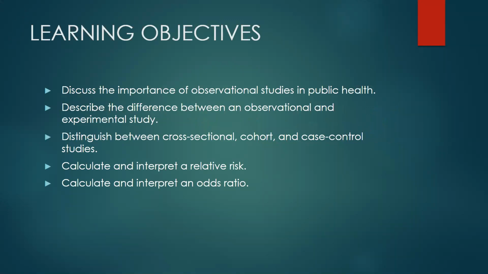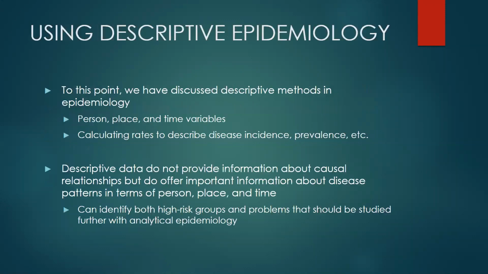I want to start by talking about why we do observational studies in public health to begin with. And I will also tell you what the difference is between an observational study and an experimental one. And then we'll focus on three common types of observational studies: cross-sectional, cohort, and case control studies. And I'll talk about what the measures of excess risk are in each of those that we use. Specifically, I'll be focusing on relative risks and odds ratios.